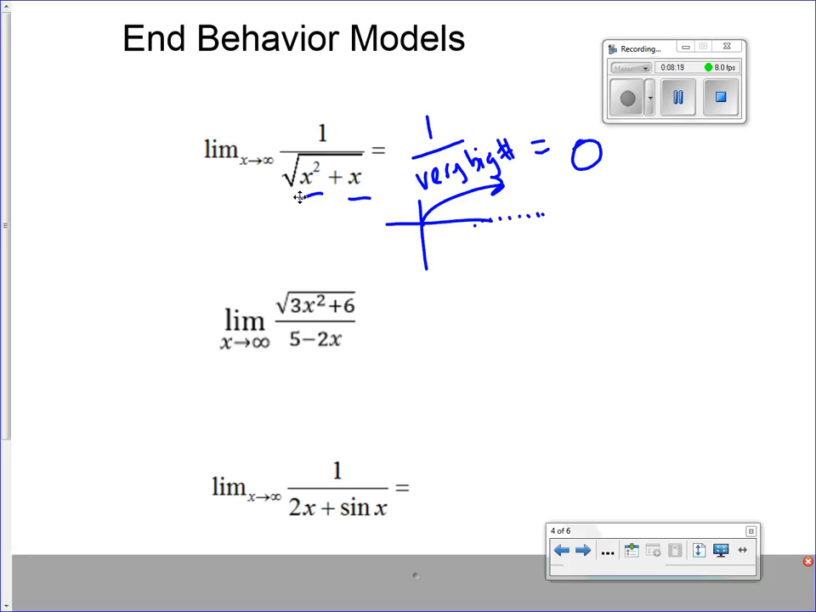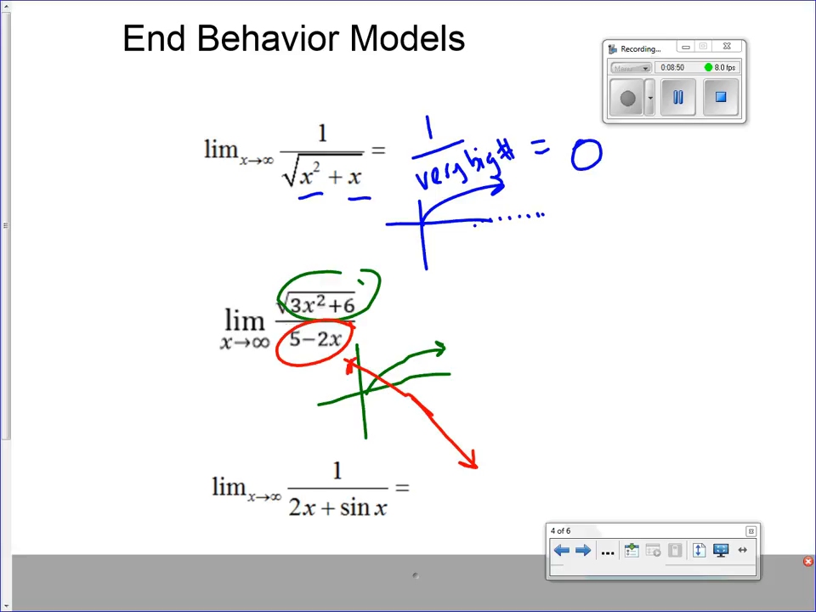So I'm going to use the same reasoning for the second one. The limit as x approaches infinity of the square root of something. So again, the square root function is positive. It's increasing, but it's not increasing very fast. Compare that to the denominator. The denominator is 5 minus 2x. That's a line with a y-intercept of 5 and a slope of negative 2.